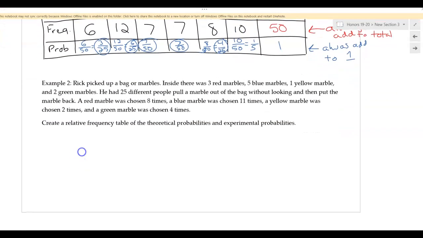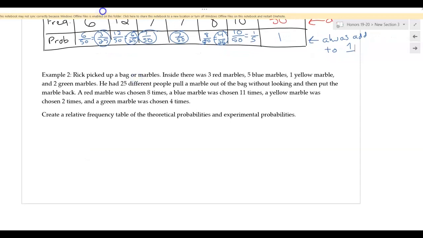Looking at example 2, Rick picked up a bag of marbles. Okay. Inside there were 3 red, 5 blue, 1 yellow, and 2 green. He had 25 different people pull a marble out of the bag without looking and then put the marble back. A red marble was chosen 8 times, a blue marble was chosen 11 times, a yellow marble was chosen 2 times, and a green marble was chosen 4 times.